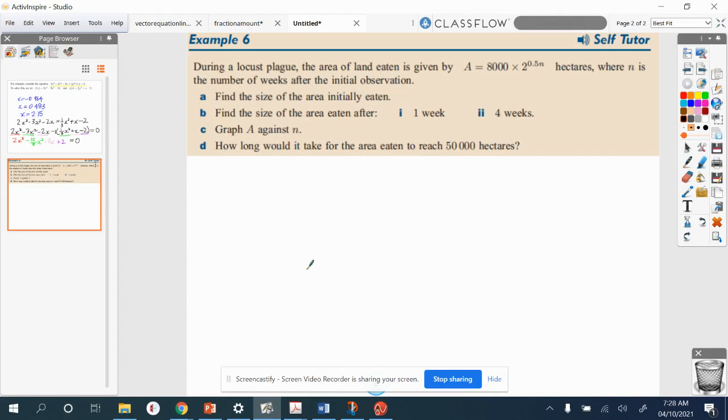So you've got to get used to things like that. The initial one was right at the start. So that would be when n equals 0. So right at the start, there's no weeks after the initial observations. Right at the start, so n would equal 0.